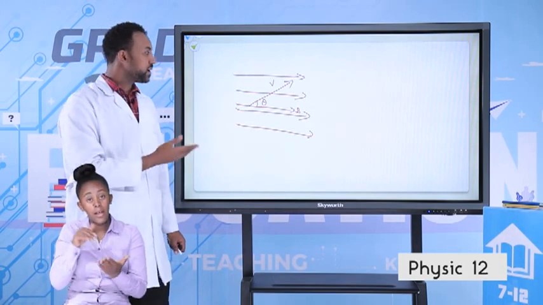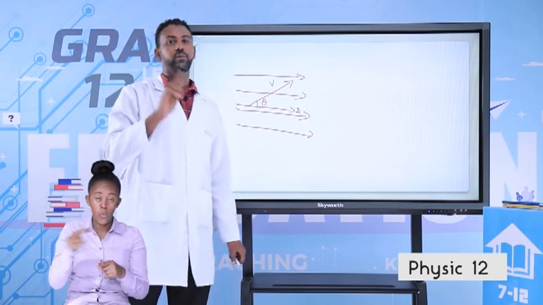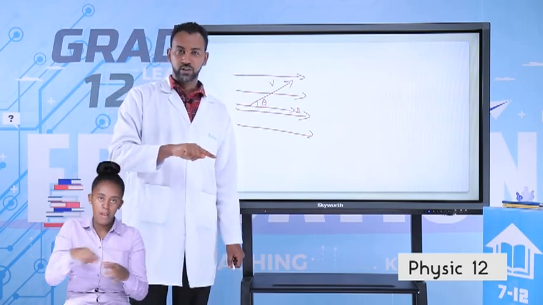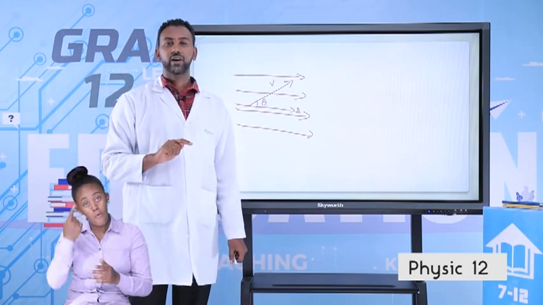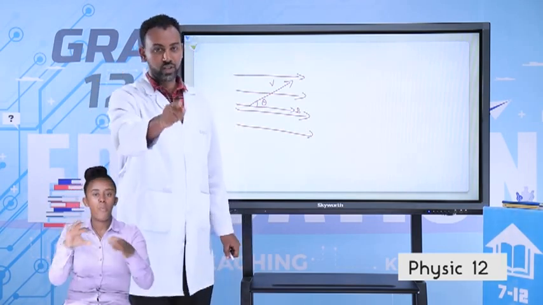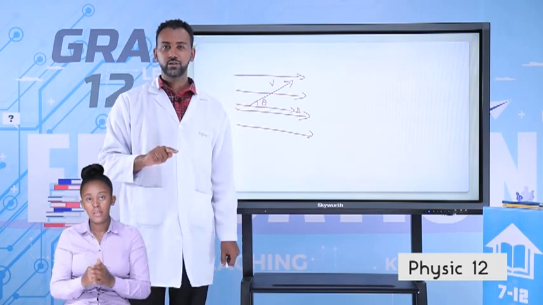Again, at some angle theta, it has both the parallel and the perpendicular components. So the perpendicular component forms a circle, and for the parallel component, the charged particle moves along a straight line. Therefore, the combination of these two forms what?